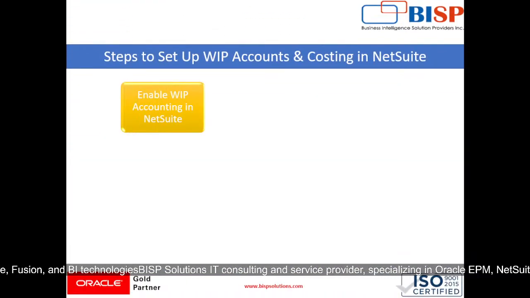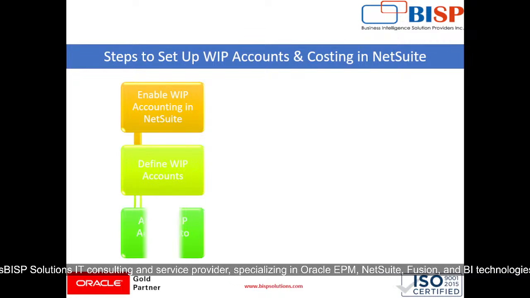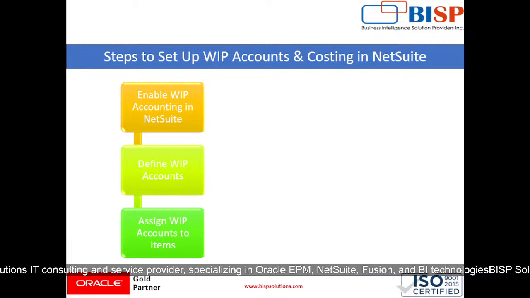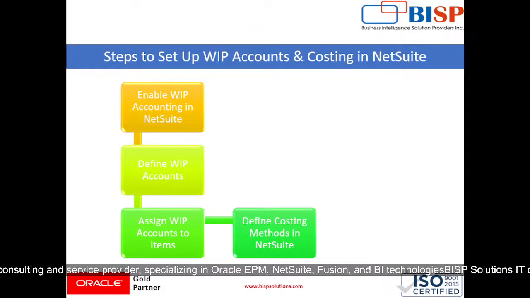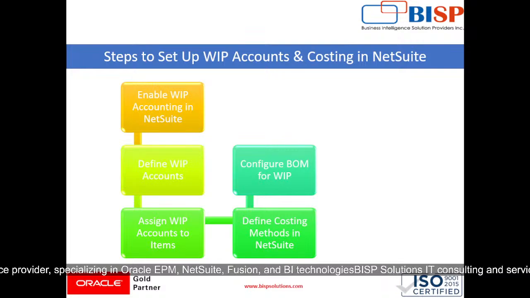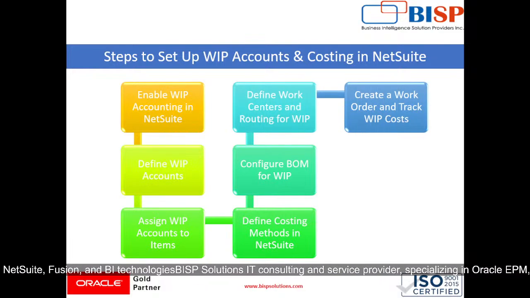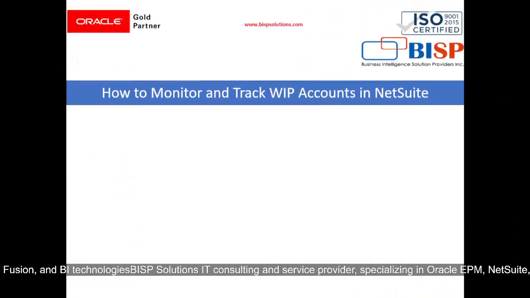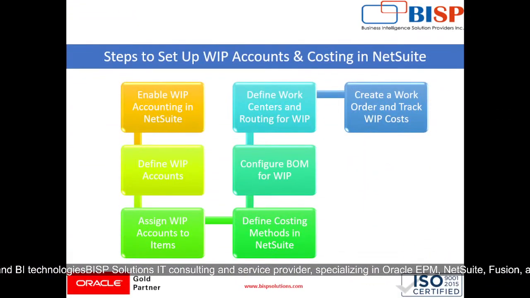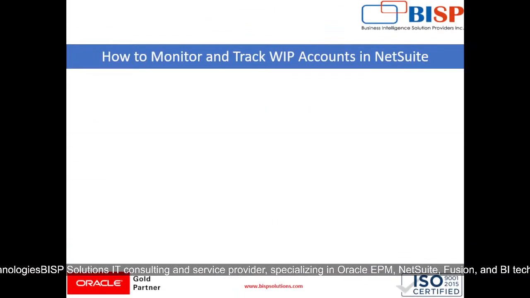So to set up WIP accounts and costing in NetSuite, we have to enable WIP accounting in NetSuite. Then we have to define WIP accounts. Then we have to assign WIP accounts to items. Then we have to define the costing methods in NetSuite. Then we have to configure BOM for WIP. BOM is bill of material for work in process. Then we have to define work centers and routing for WIP, and then we have to create a work order, and then we have to track the WIP cost.